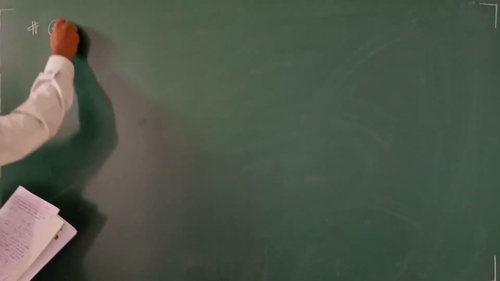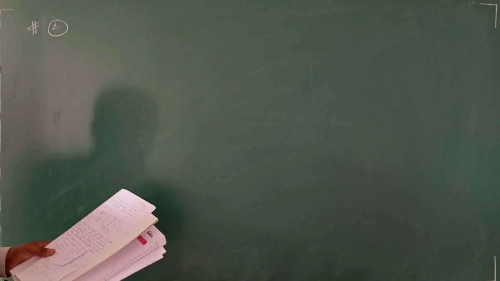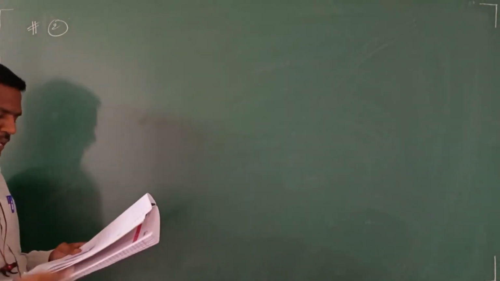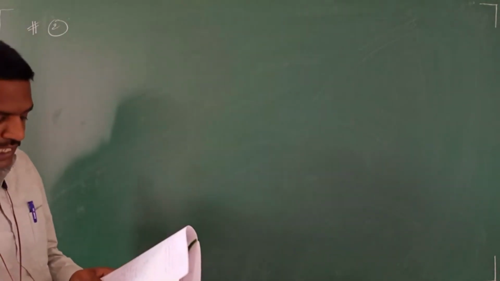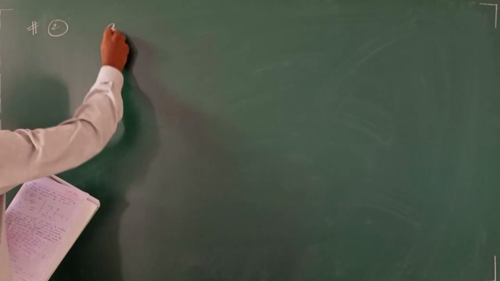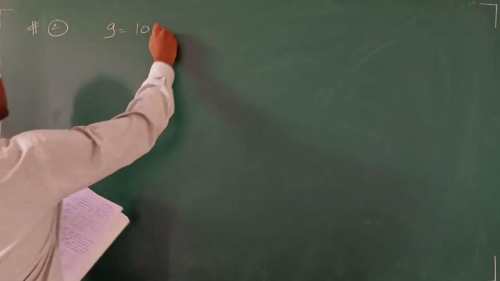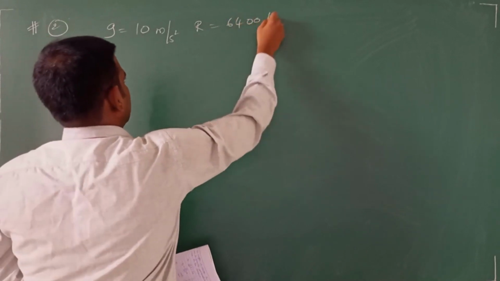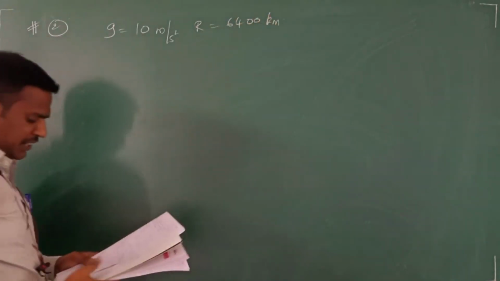Suppose this is problem number 2. Suppose the Earth increases its speed of rotation. Then at what new time period will the weight of a body on the equator become 0? They ask to take the g value as 10 meter per second square and the R value as 6400 kilometers. Let me repeat the question again.